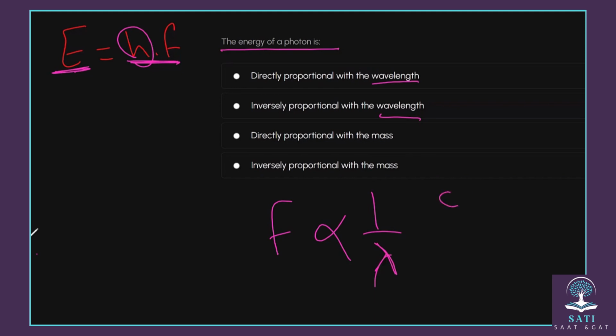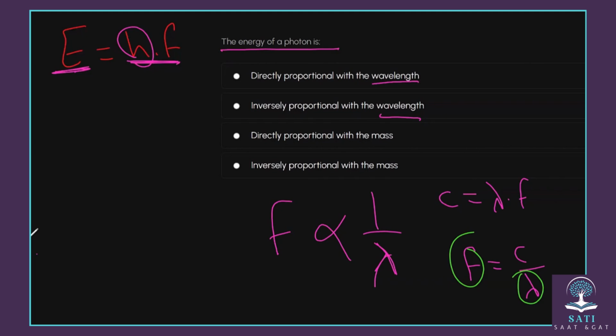Because of the formula c equals lambda times f. In this case, the frequency equals c over lambda. So the relationship between frequency and lambda is inversely proportional. As you see, one is on the left up and the other is on the right down. So the greater the wavelength, the less the frequency.